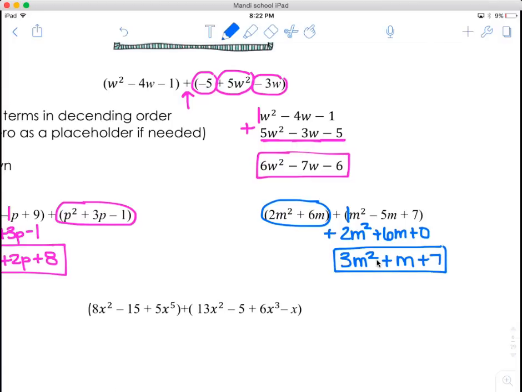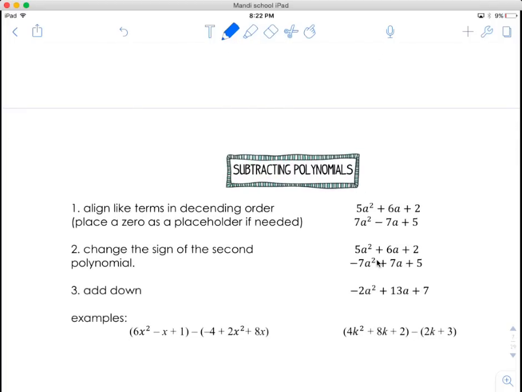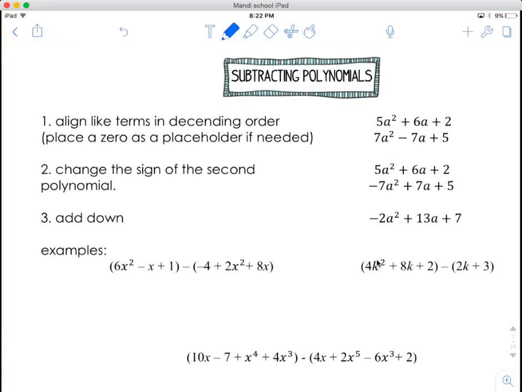Okay, we're going to save that last example. We'll do that one in class together. Let's move on to subtracting polynomials.